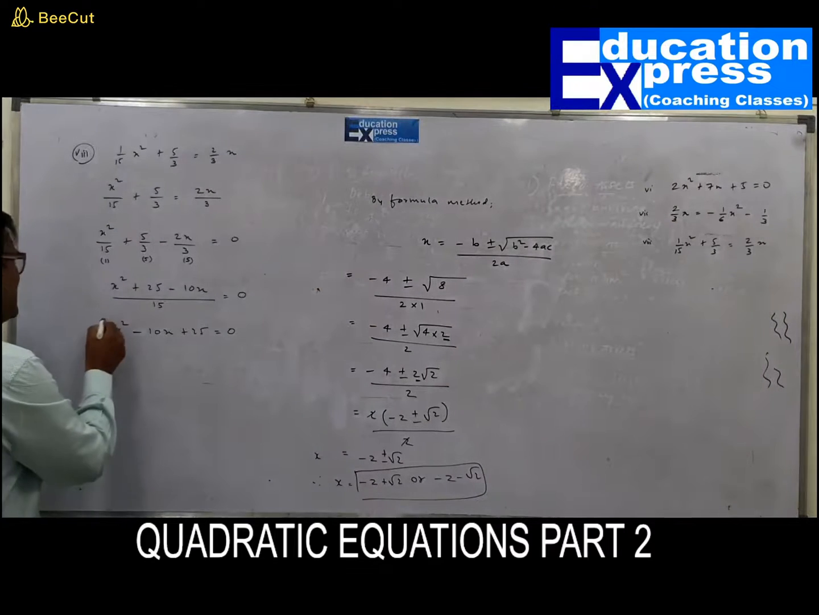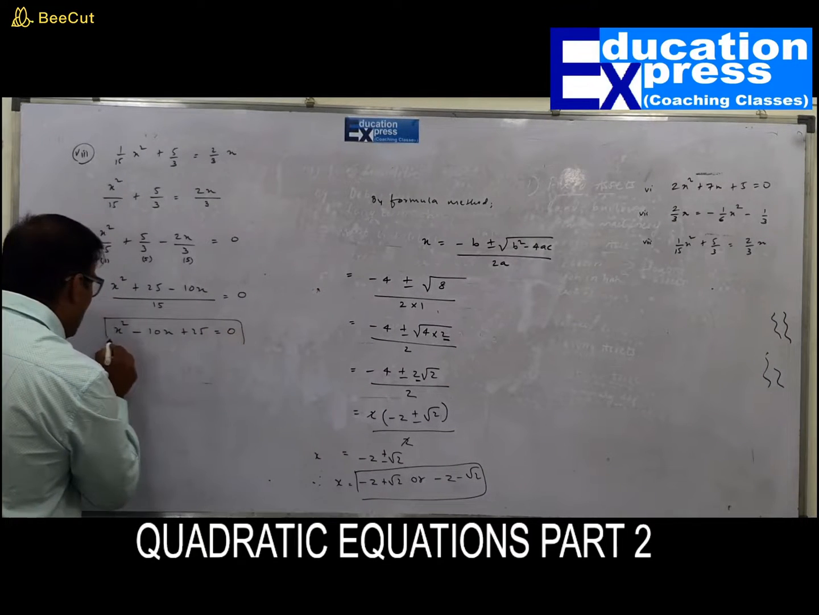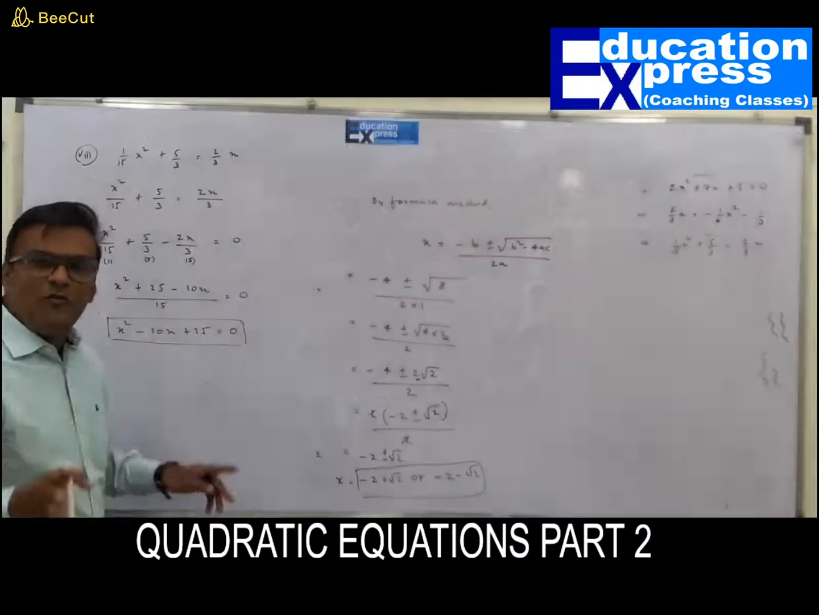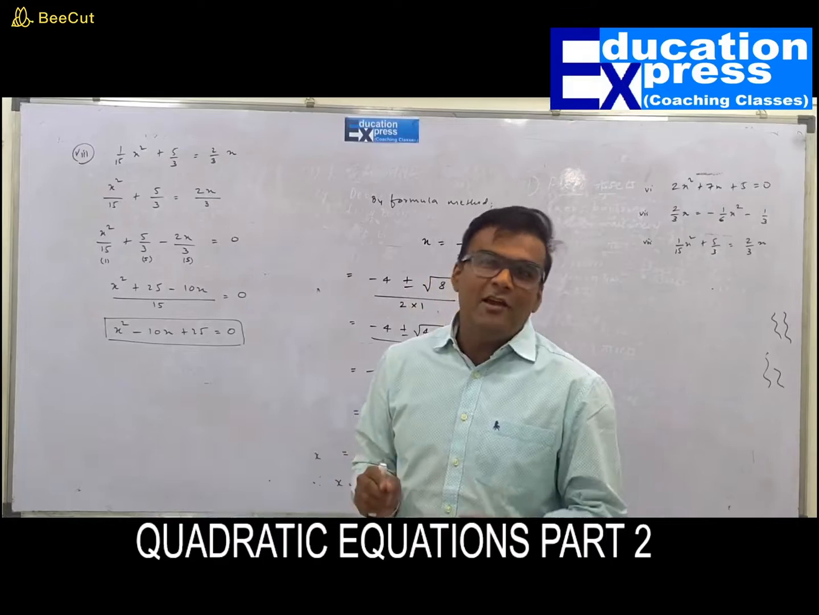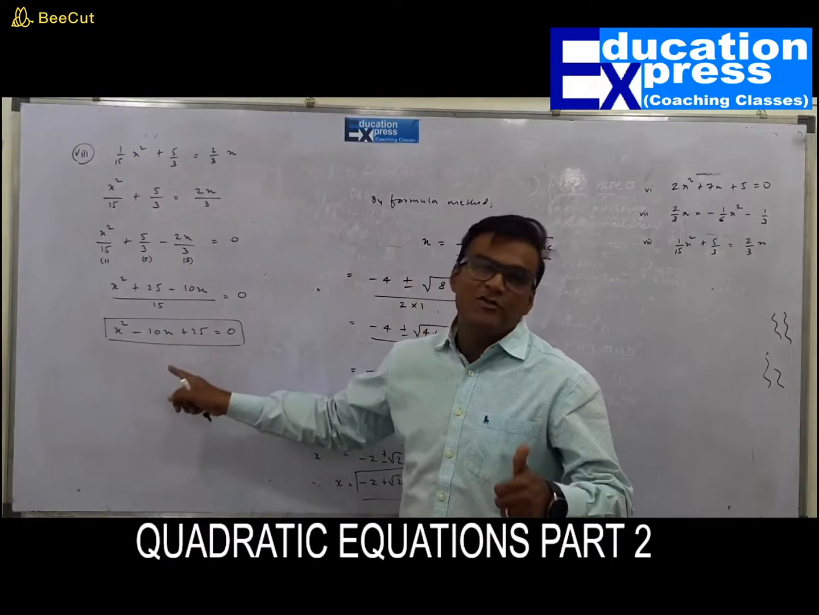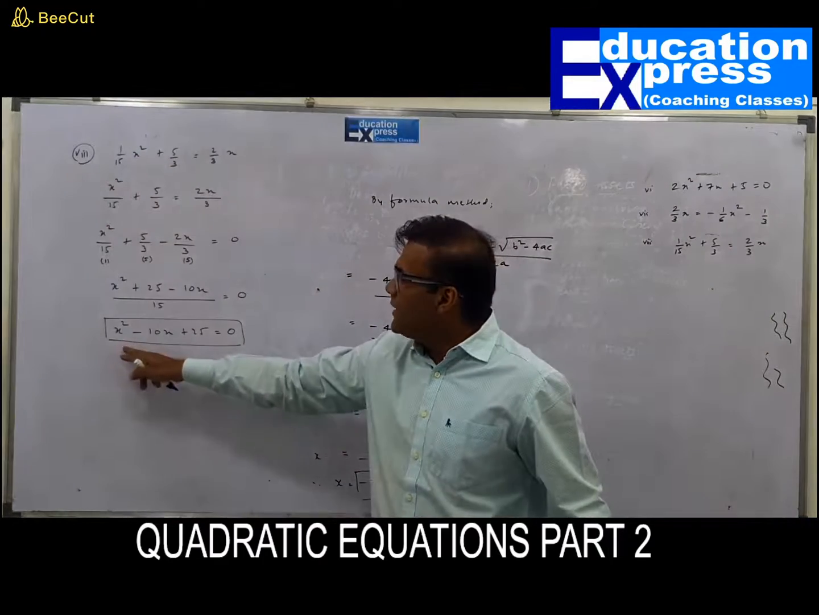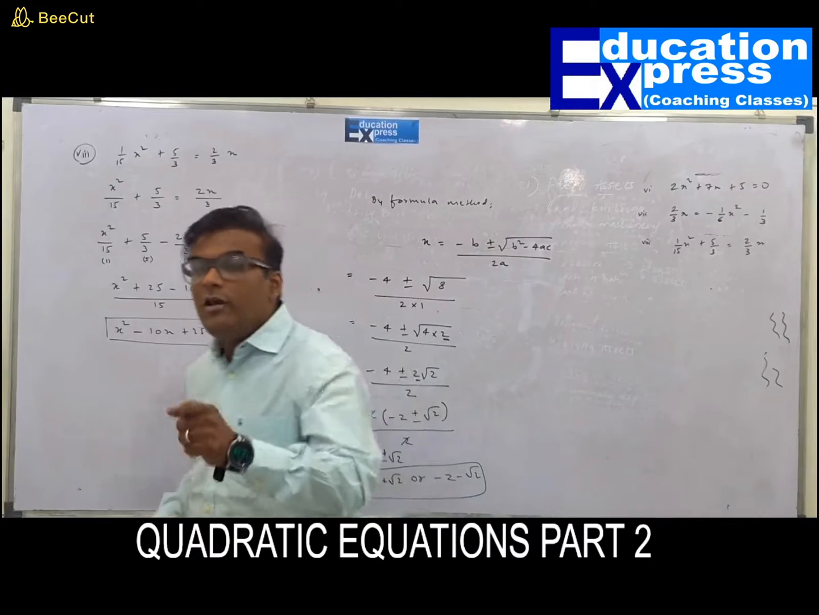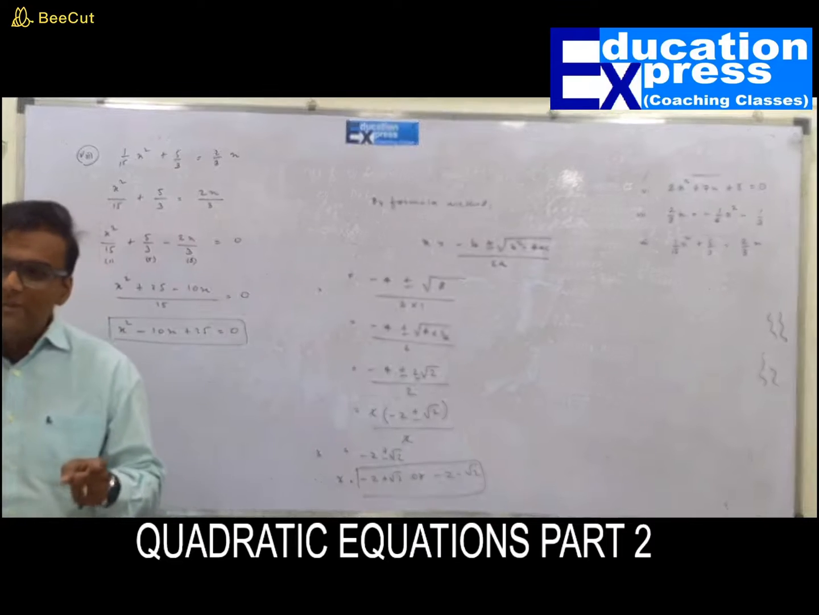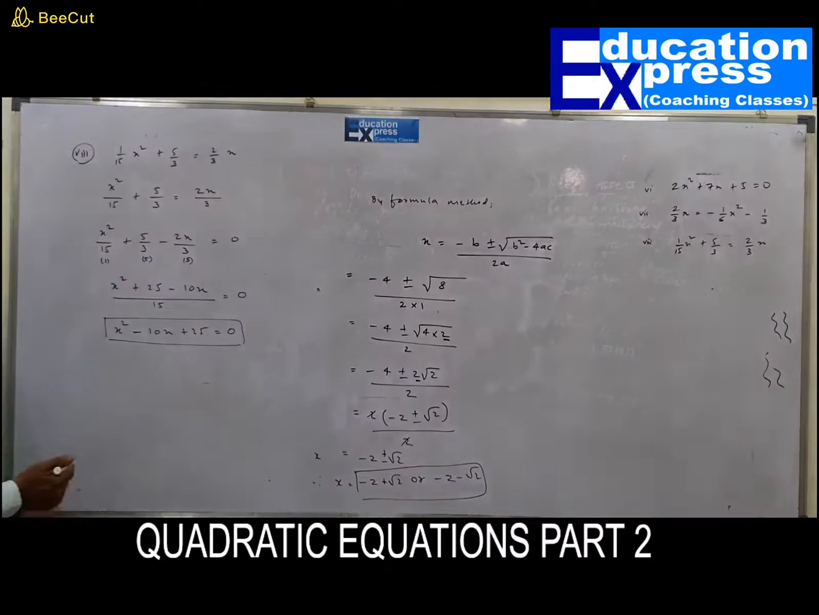Can I say this equation is free from fraction? Yes, it is free from fraction. Is it in the standard form? Yes, sir. It is absolutely in the standard form. ax square plus bx plus c equals 0. So I am very sure. Will you be able to find out the values of a, b and c? Yes, sir. Very simple. How?